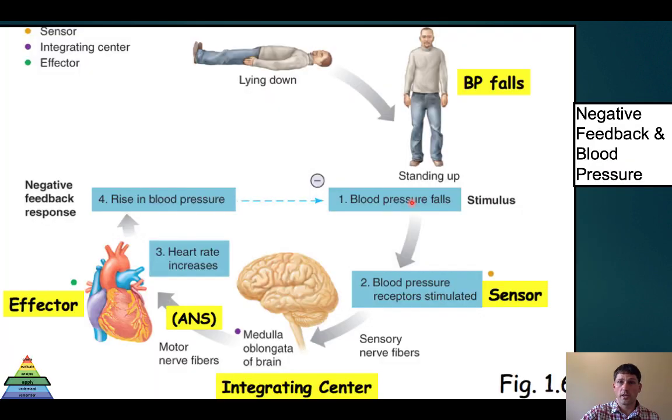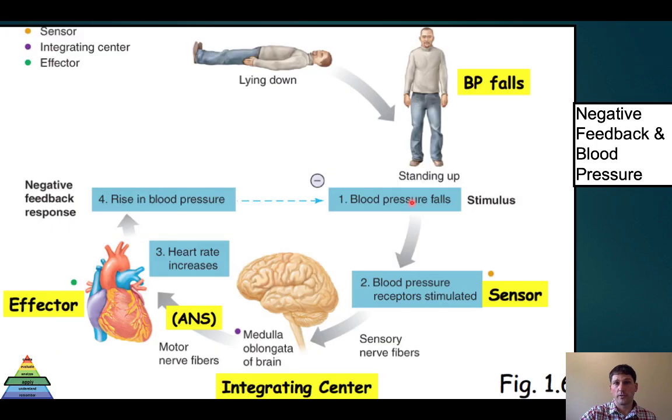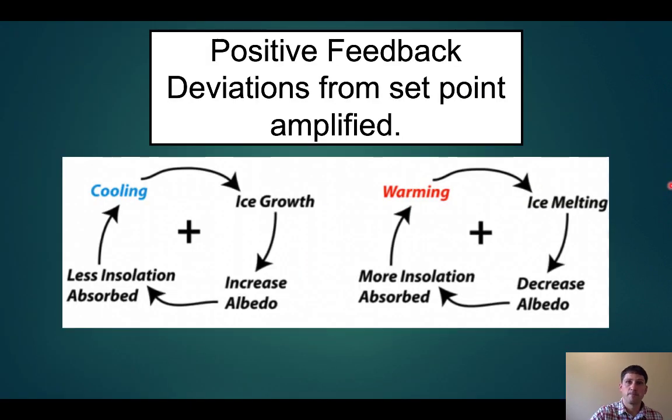I'd recommend drawing out all of these diagrams so that you can get some practice with the terminology and the concepts there. Okay, now moving on to positive feedback systems. This is where a deviation from our set point is actually amplified and not turned off.